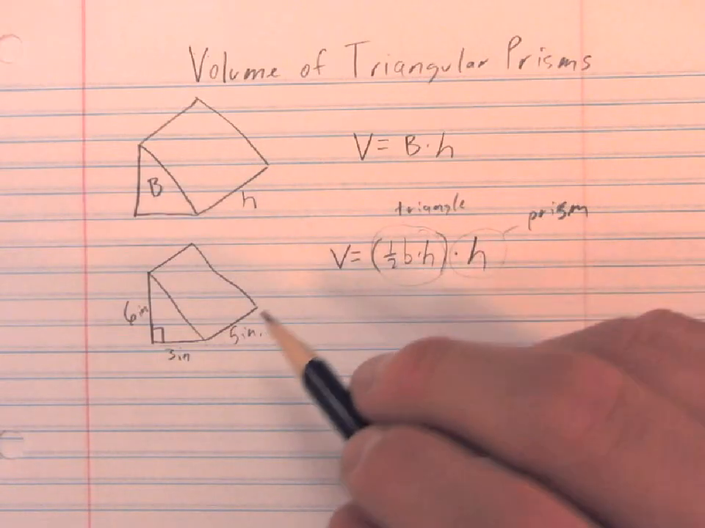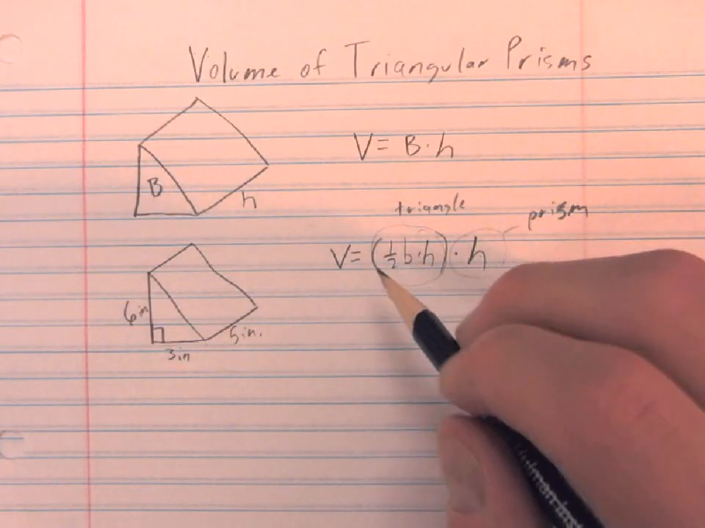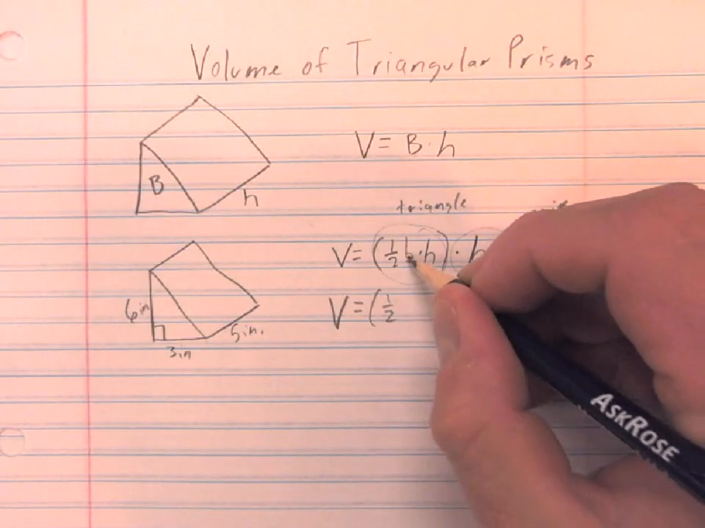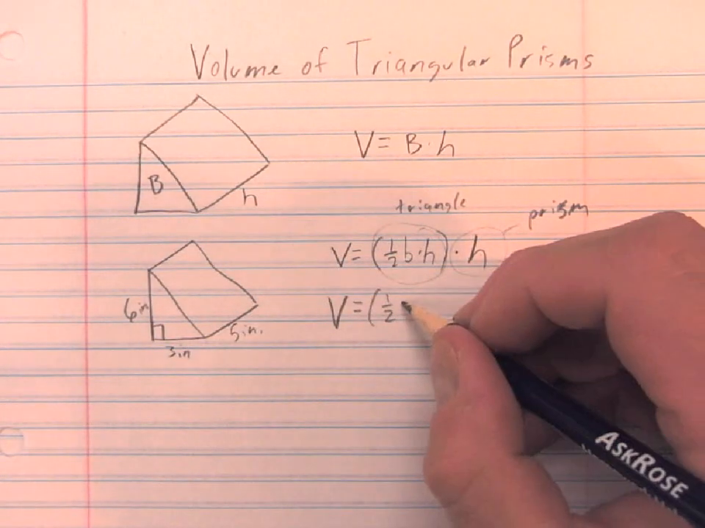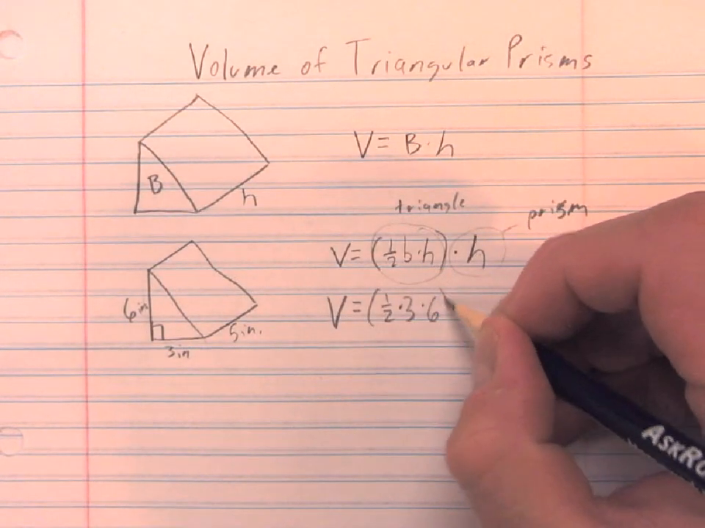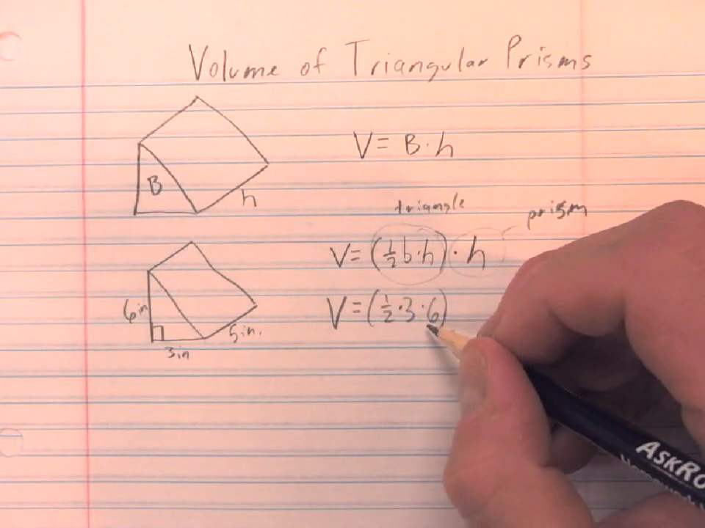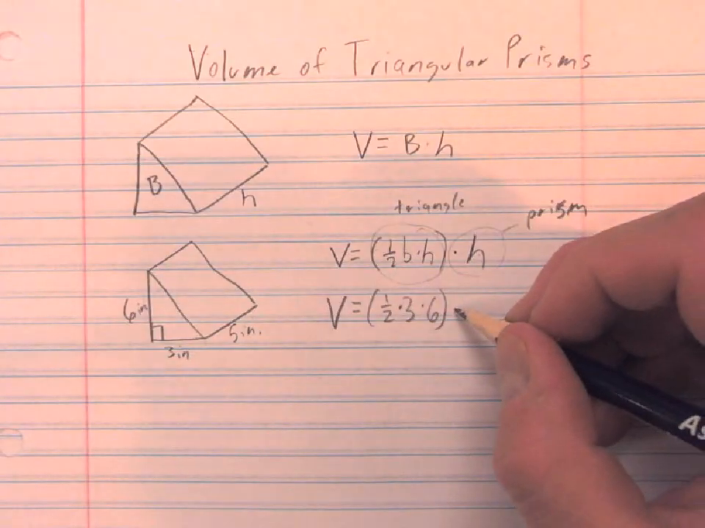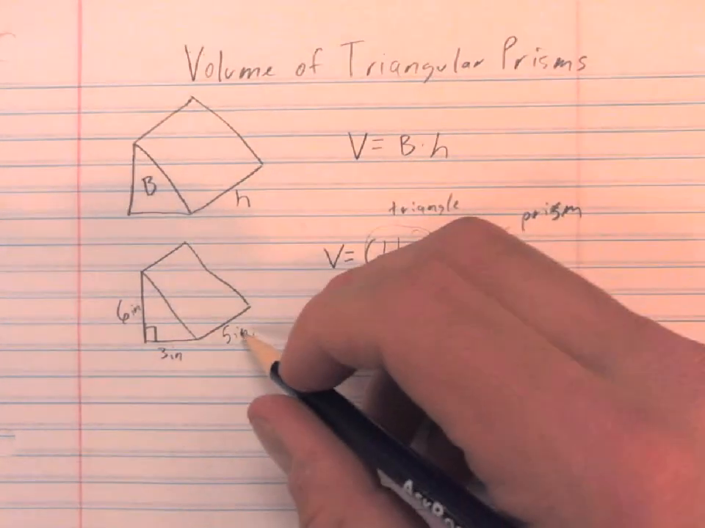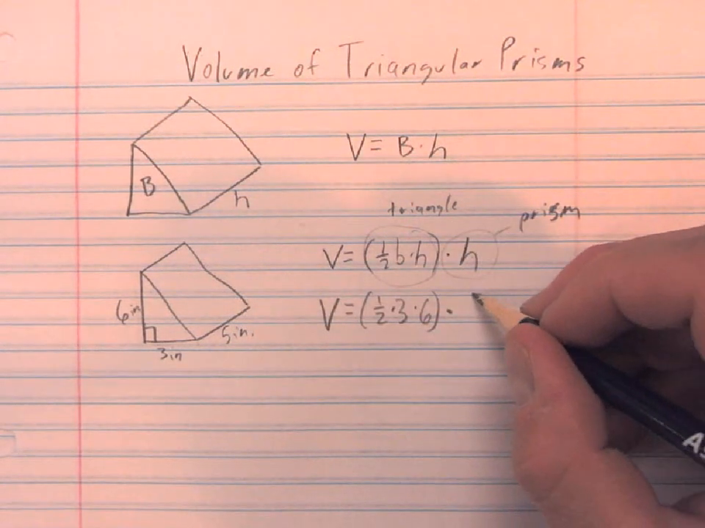So I have to go in and insert the things I need. So volume: we have 1/2. The base of my triangle is 3. The height of my triangle is 6. And so there is the formula that will find me the area of the base. And I take that and multiply it by the height or length, which is 5.